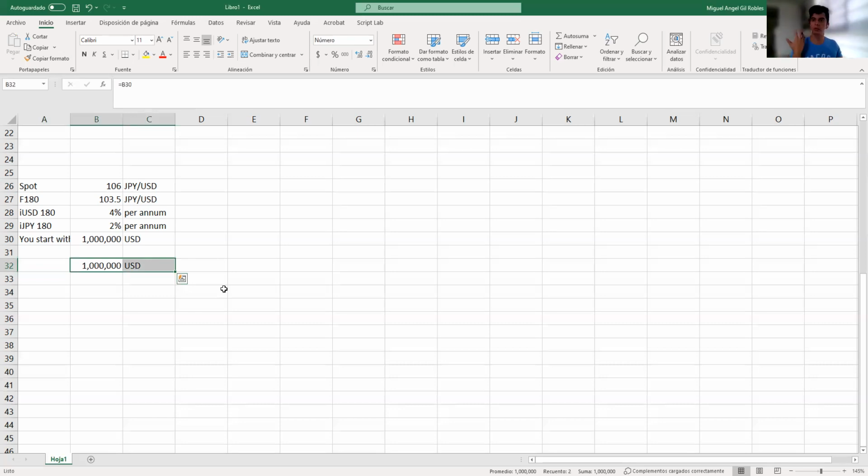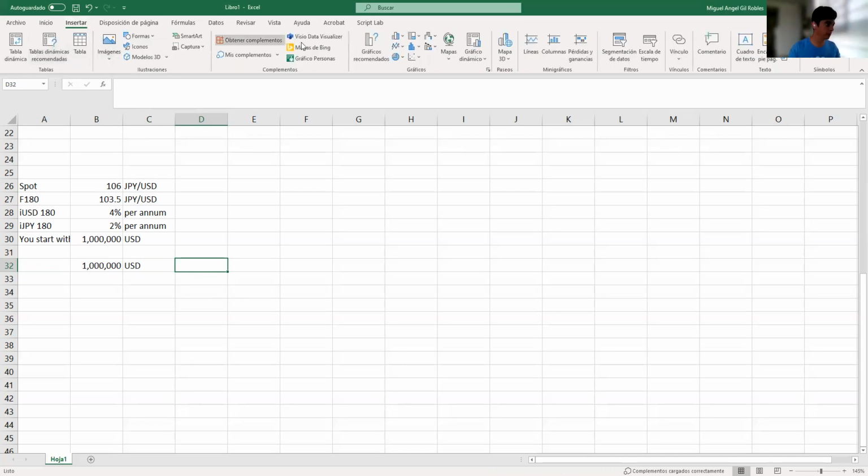And there are two options that you can do. One option is to stay in the US and invest your money in the US. The other option is to change your money to Japanese yen, invest in Japan, and then come back to the US. Let's do the simulation and see if we can make more profit if we stay in the US or if we go to Japan.